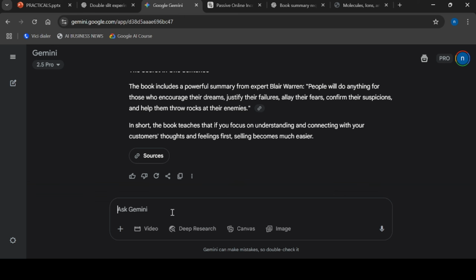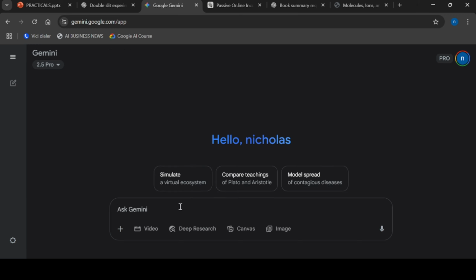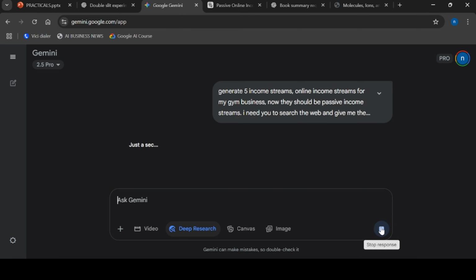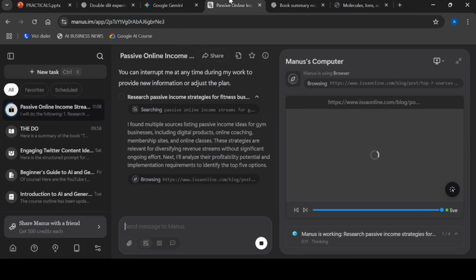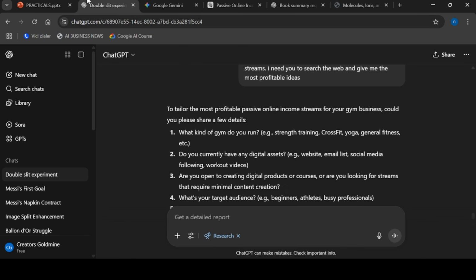We'll also do the same thing. Let's just create a new chat. You paste it and you click on deep research. So it takes time to search. So you see it's still searching. It's still searching now. Look at what ChatGPT gave us here.